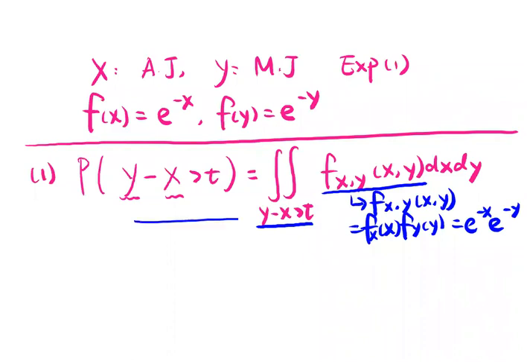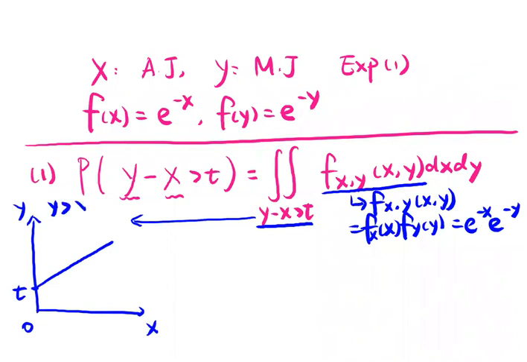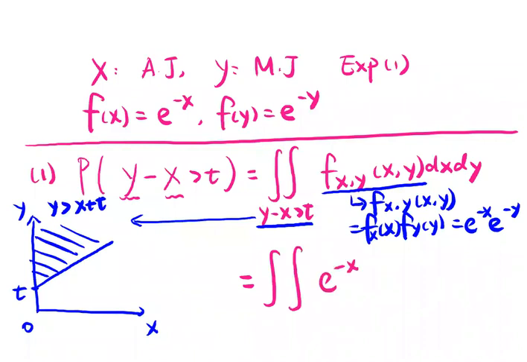And second, the region, always sketch. This is x, this is y, 0. Say this is t. So you have this line, because y is greater than x plus t. So you are trying to get this part. If you solve this, you can keep doing your integral. Over here, I'm going to do the double integral of e to the negative x, e to the negative y. I decide to do dy first and then dx. For dy, the lower bound is x plus t to infinity, and for dx, it's from 0 to infinity.